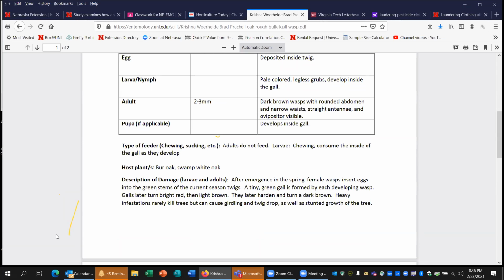So we see it commonly on bur oak. We will see that across our region, not a problem. Even heavy infestations really aren't, but it definitely will make people freak out.